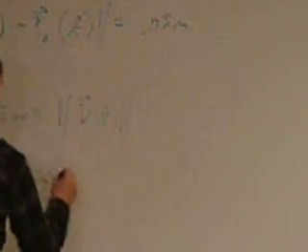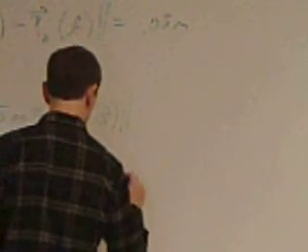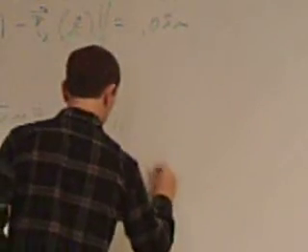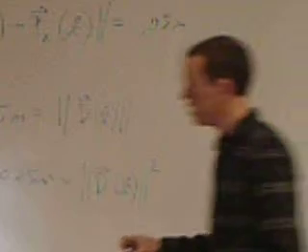I want to avoid having to take the square root, so I'm going to square both sides. Then I have 0.0025 meters squared equals the magnitude of D of T squared. So now I don't have to take the square root, I'm squaring. I'm going to take this and square each term. Hopefully everyone can do this.